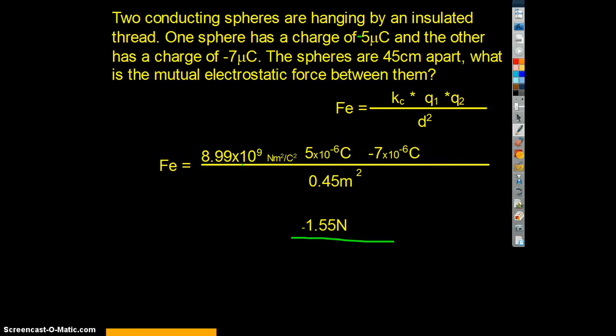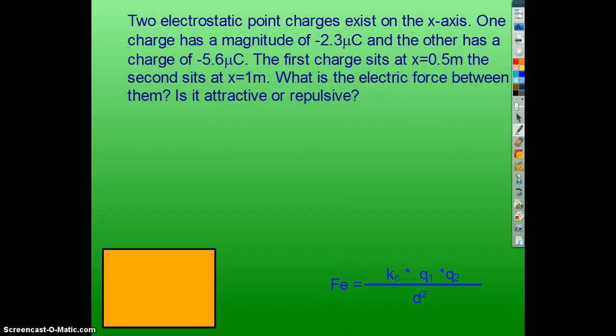Let's do another problem. I tried to word this one the way they word things in the book. Two electrostatic point charges exist on the x-axis. So what that means is electrostatic is what we're studying. It's a point charge, meaning a charge that is focused at one point. It's not like it's a metal marble, you know, a sizable object. We're putting all the charge at one small point.